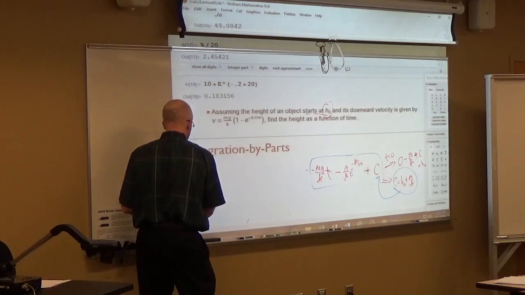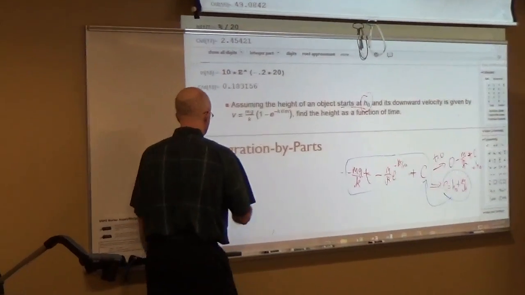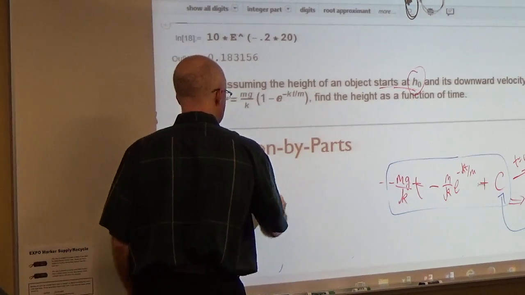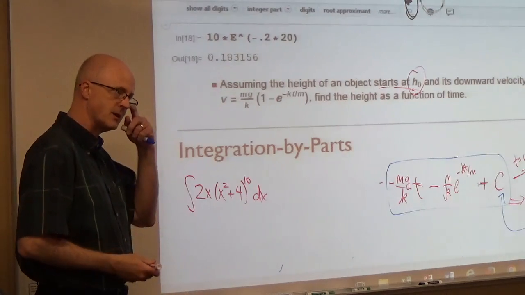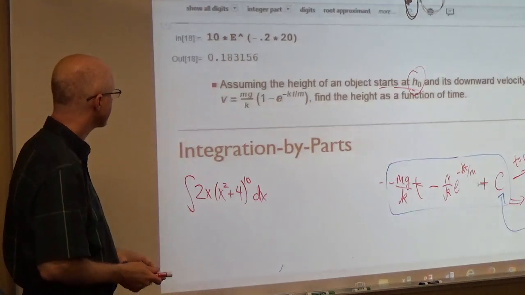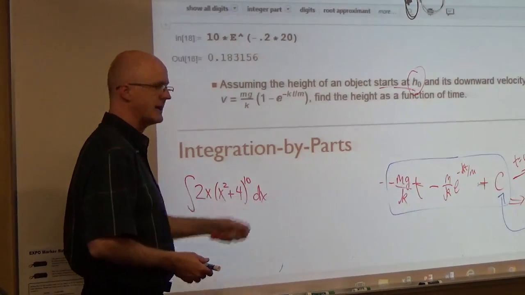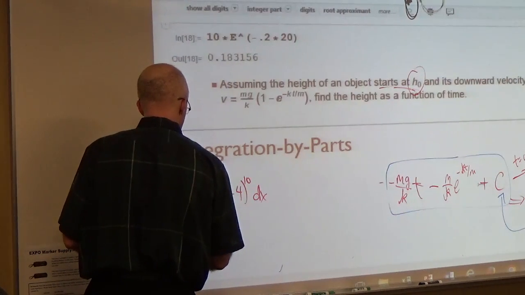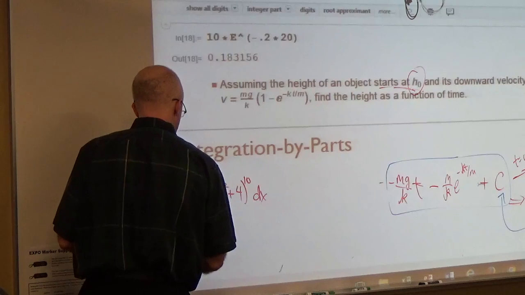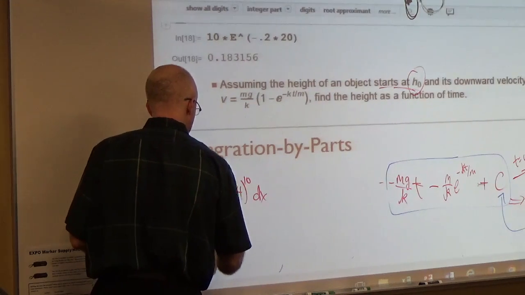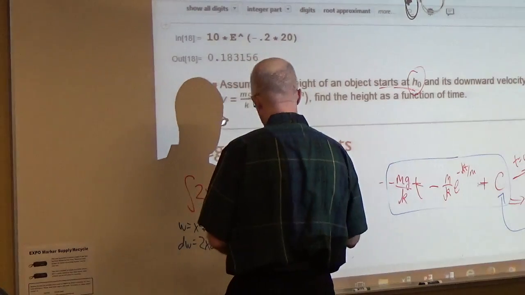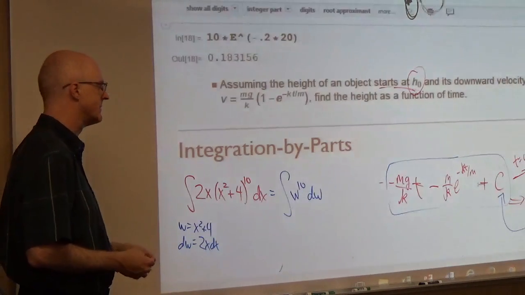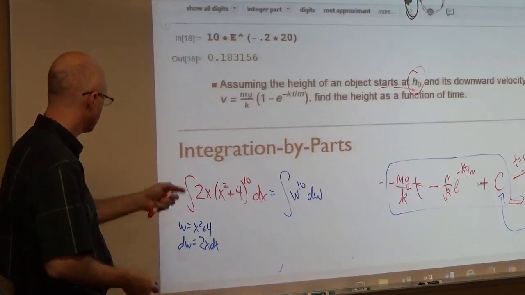When you do a substitution problem, let's go back to the very first example we did. I think it was this. First example in lecture 8 on Wednesday. We let w equal x squared plus 4. dw was 2x dx, and this became the integral of w to the 10th dw. We got w to the 11th over 11 plus c, and then we replaced it in terms of x.